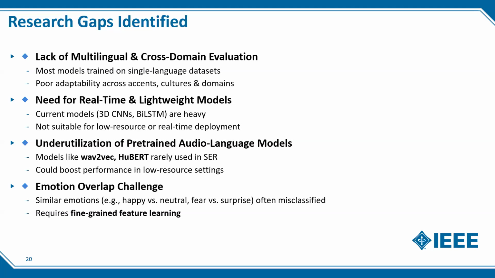I have cited here two very famous self-supervised audio models, and two such models are Wave2Vec and Hubert. These two models are rarely used, even though they are used for speaker identification and speech recognition. These types of models are not seen that much in human emotion recognition systems. And if we can utilize these two models, it could boost the performance, and we can employ these models in low resource settings as well.